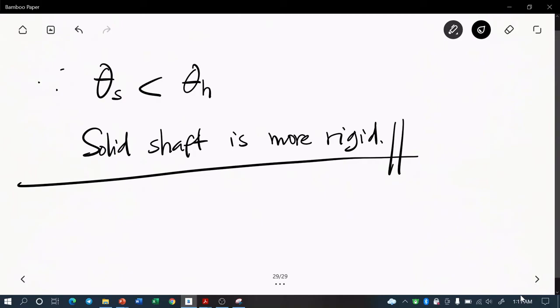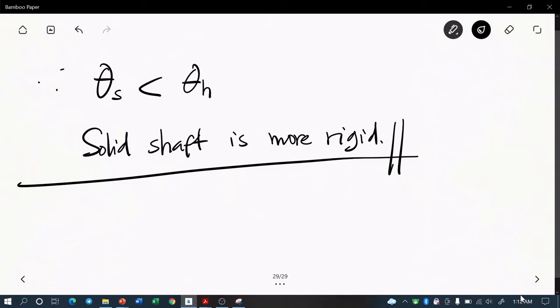And we are also required to compute the torsional deflection of each type of geometry of the shaft, being the solid and the hollow shaft. And we were also required to have a comparison between the computed torsional strength and determine or judge which one is more rigid.